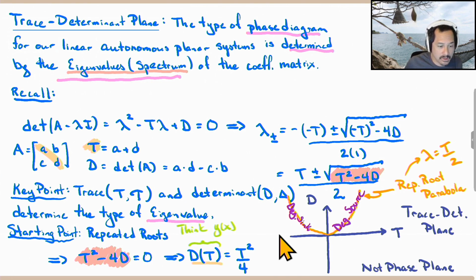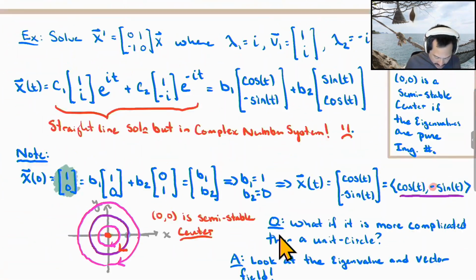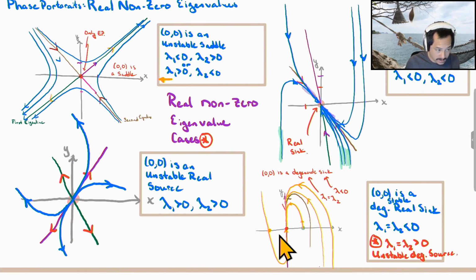Cool. Scott's asking, what would the degenerate sink option look like? It would look like this.